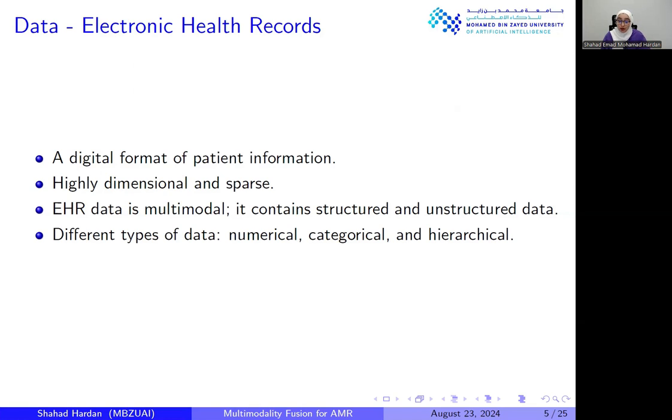EHR data is also multimodal. It contains structured and unstructured data. It contains different types such as categorical, numerical, and so on.